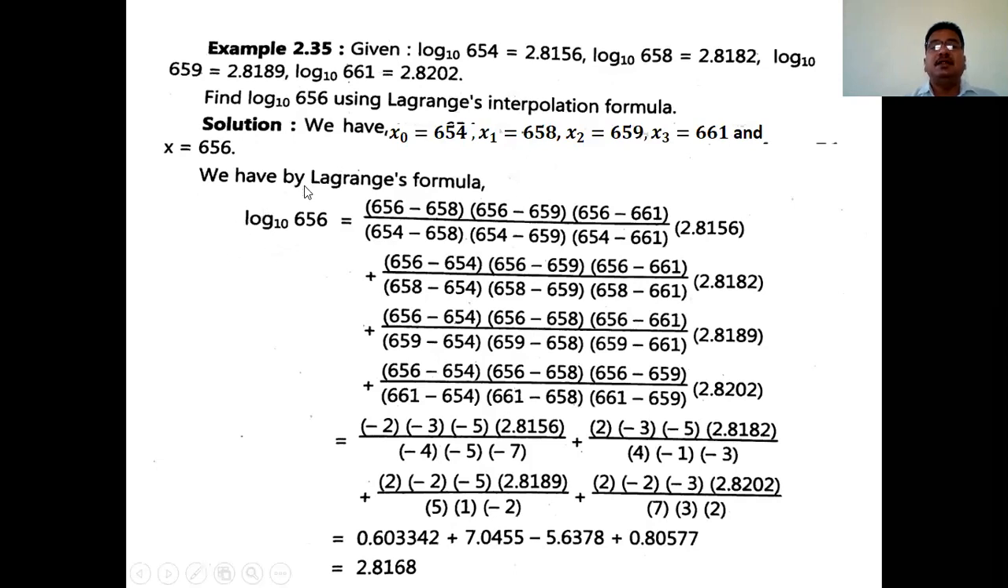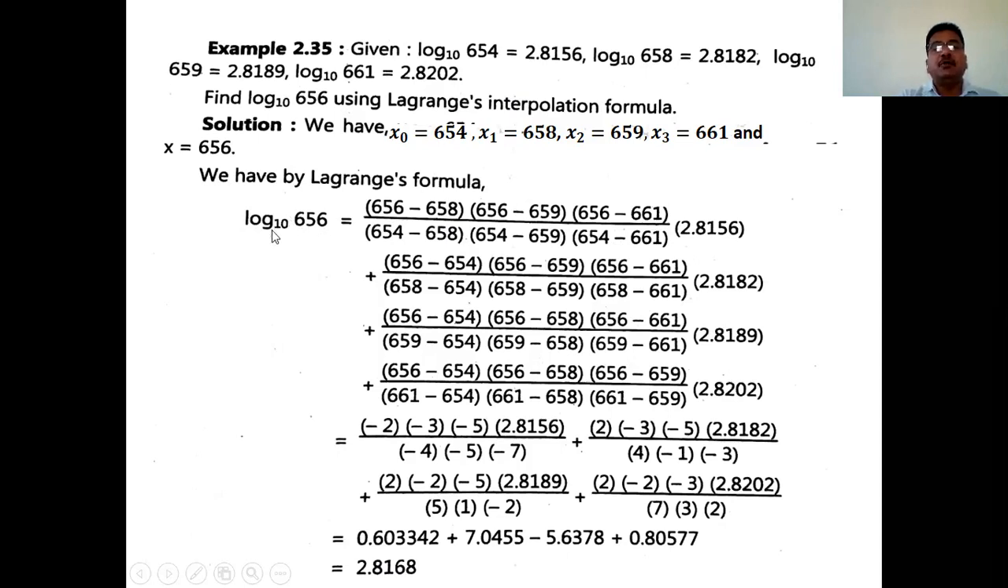So what is the LHS? F of 656. X is 656. What is the fx function? The fx function is log x with base 10. So f of 656 is equal to, and x is 656, with x1, x2, x3, all these values. This is f of x0, this is f of x1, and write all these values. We get the answer 2.8168.